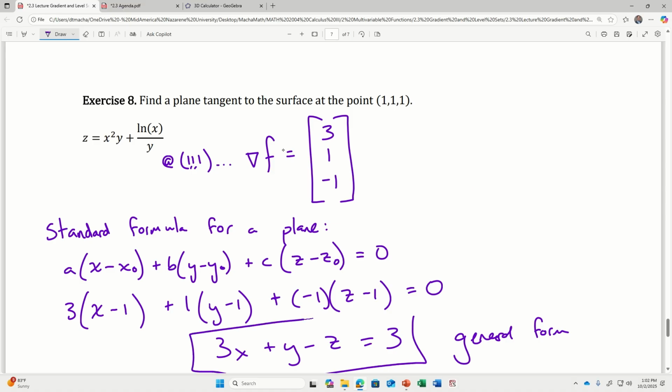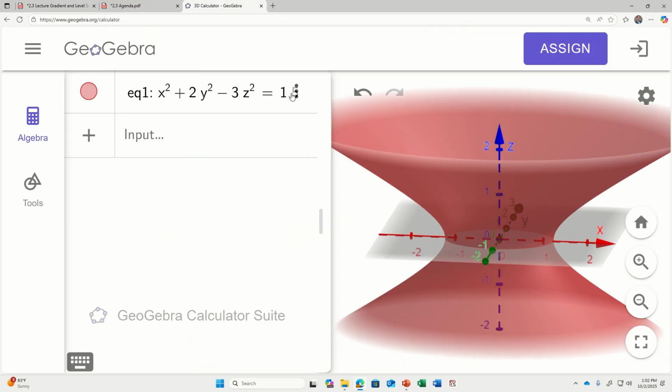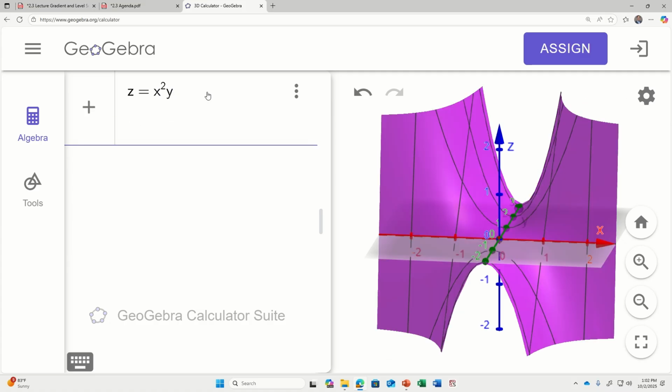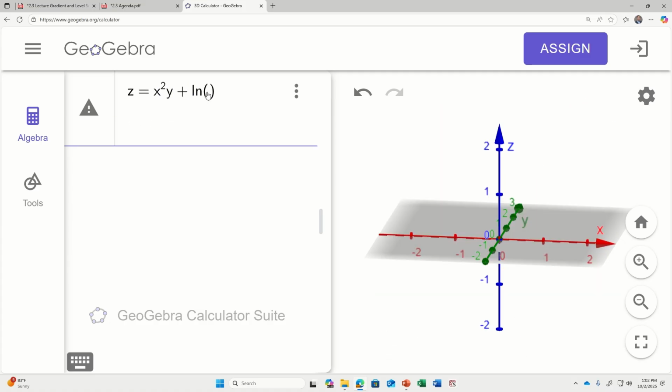Equation for a plane. So ideally, this plane should be tangent to the surface. Let's see if this plane is tangent to the surface. This is how I check my work. We're going to say z is equal to x squared y plus natural log of x over y. Z is equal to x squared y plus natural log of x over y.